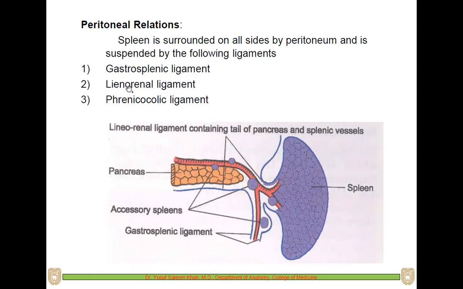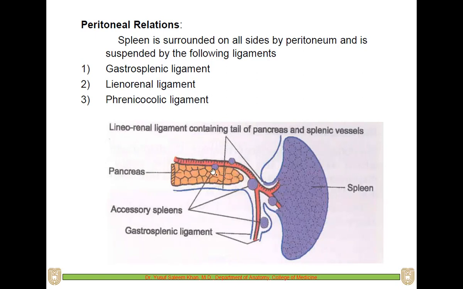Then the lienorenal ligament, the second, is between the spleen and the kidney. The third, which is an important ligament, is called the phrenicocolic ligament. Phrenic means diaphragm, and it holds the spleen in its position, between the spleen and the diaphragm. Among these, the lienorenal ligament contains the tail of the pancreas.